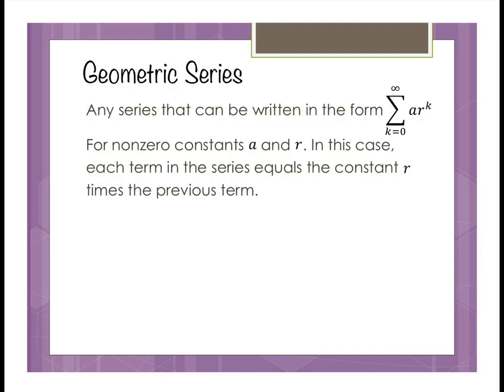So the a value at the beginning is actually the first term in the sequence. And then the r to the k, the r value is called the ratio or the common ratio. And then the k value is the exponent that keeps that repeated multiplication going on.